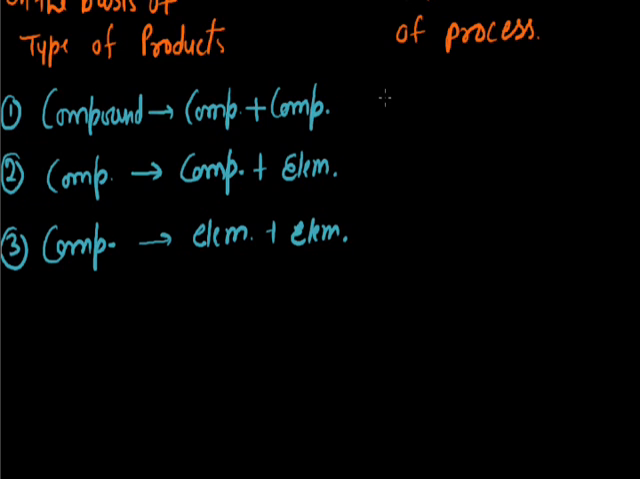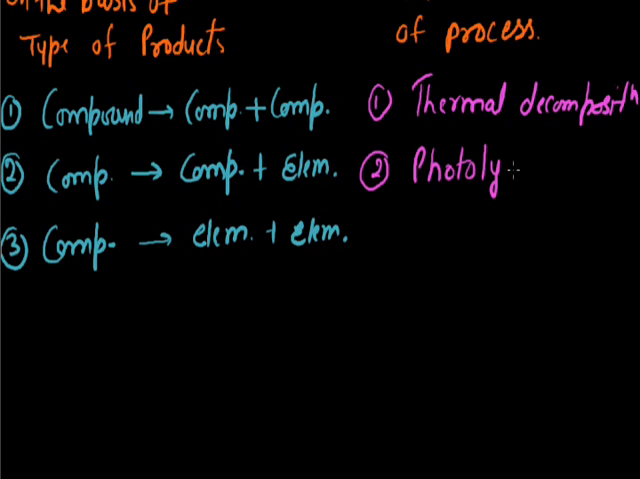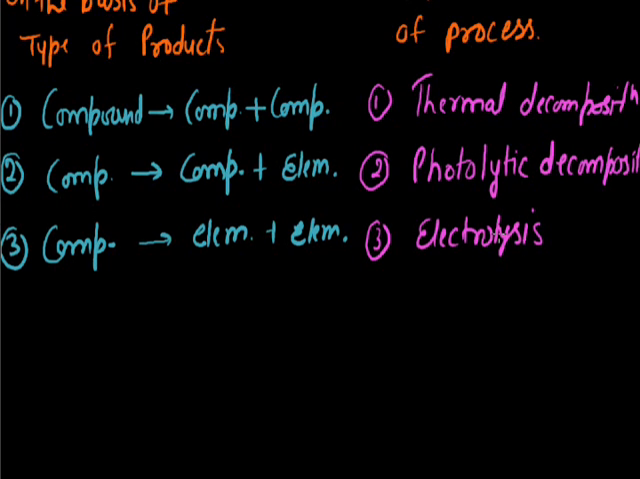And on the basis of the process involved in this reaction we can classify it into three categories. First one is thermal decomposition, second one is photolytic decomposition or photodecomposition, and third one is electrolysis or electrodecomposition. Now we can study one by one. Firstly we will study the types on the basis of product.